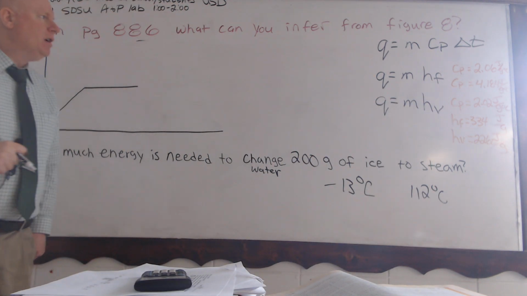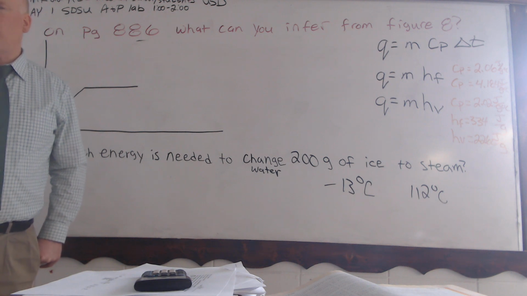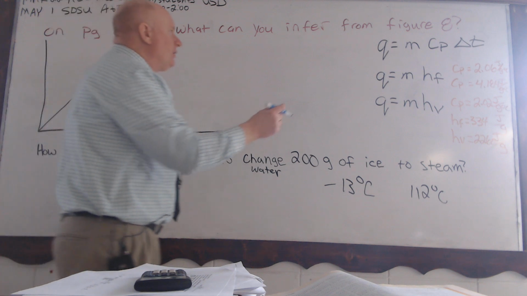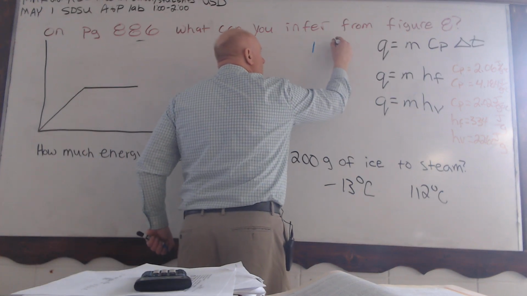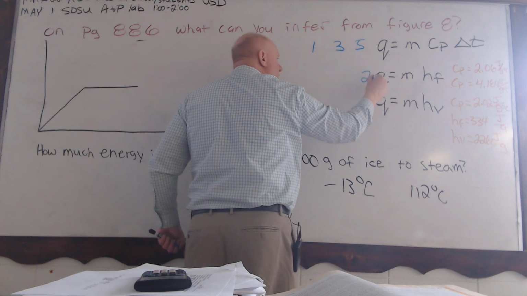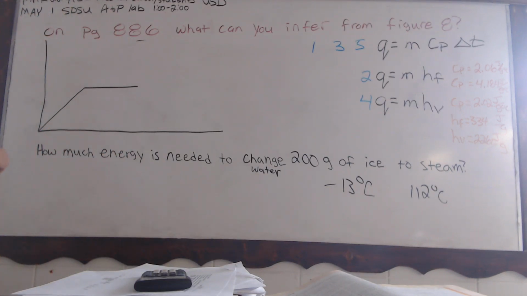This is a 5-step problem. But notice we only have 3 equations. So that would tell you that one of them repeats. That happens with this one. So steps 1, 3, and 5, we use this formula. This one is step 2. This one is step 4. So what we see happening here, we're starting at negative 13 all the way down here. So we want to raise that temperature all the way until that starts to melt.